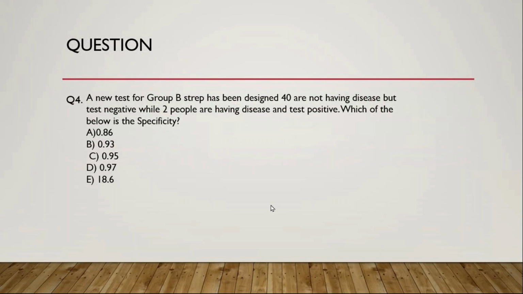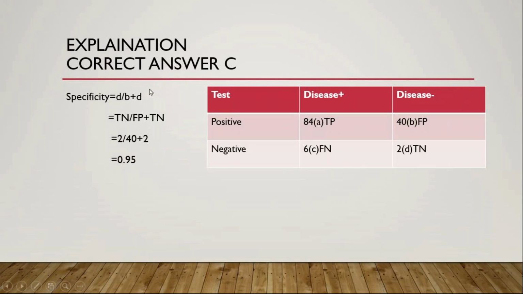A new test for group B strep has been diagnosed. 40 are not having the disease but test negative, while 2 people are having the disease and test positive. Which of below is the specificity? Option A 0.86, option B 0.93, option C 0.95, option D 0.97, and option E is 18.6. So please solve and answer. 0.95, option C. Yes, so the correct answer is 0.95.